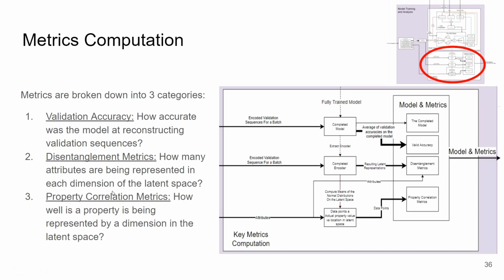And then finally, the property correlation metrics. We basically figure out how well a property is being represented by a dimension in the latent space, which we also care about, right? We want the property that we want to be highly represented in the latent space. We want there to be a good positive correlation there. So those are the metrics that we really care about, right? And we're computing all of those afterwards.